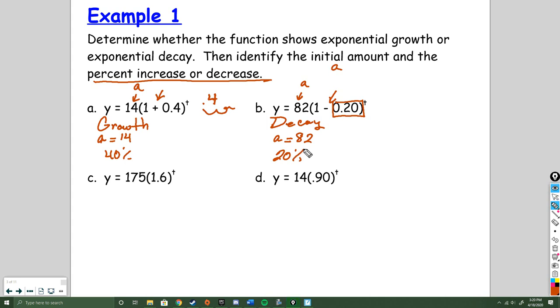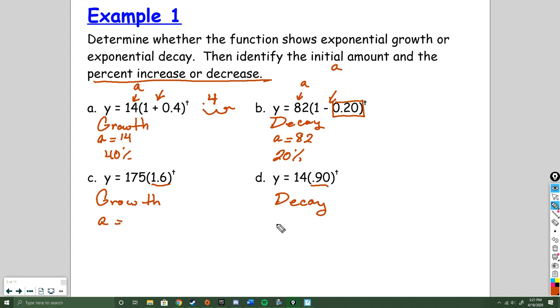Now in part C and D, we can see these growth and decay rates. It doesn't say plus something or minus something. It's just giving us the growth rate and the decay rate. So either way, we just have to figure out, is that number greater than 1? If yes, it's growth, like in part C. If no, it's decay, like in part D.